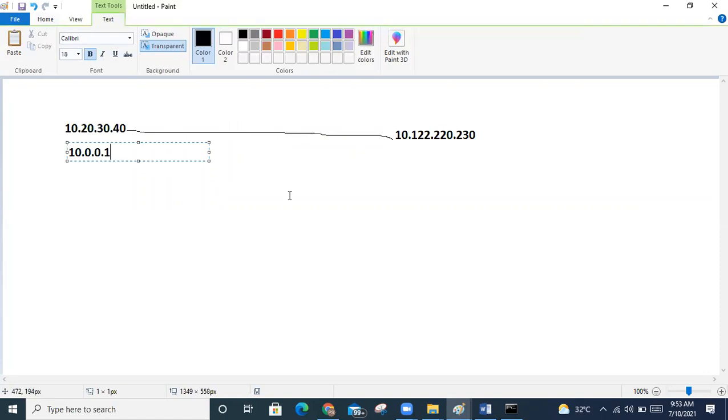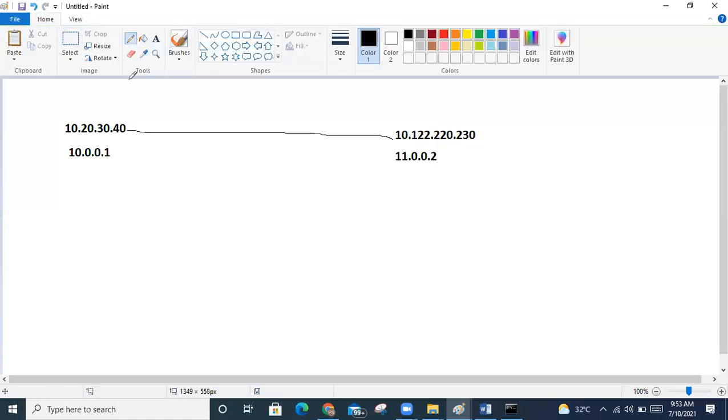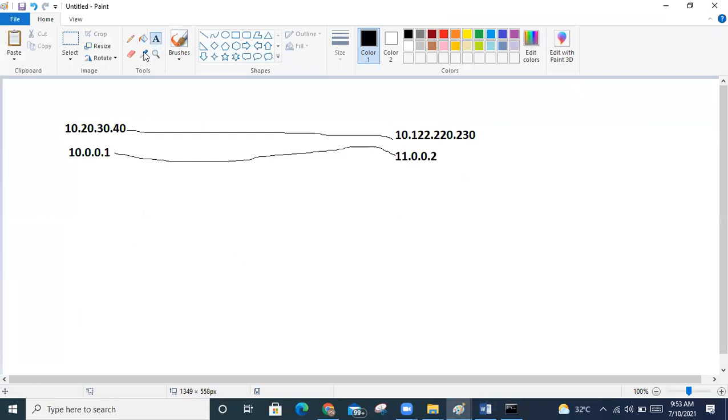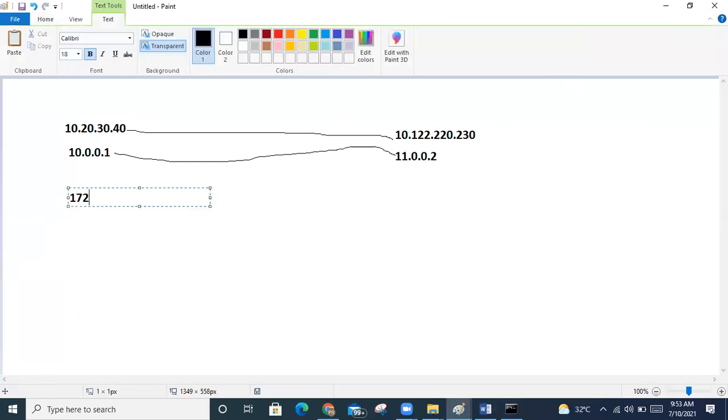10.0.0.1 and 11.0.0.2. Will it communicate or will not communicate? Not communicate. Why? The network position is different. The first network position is different, right? Yes. So you need to know.